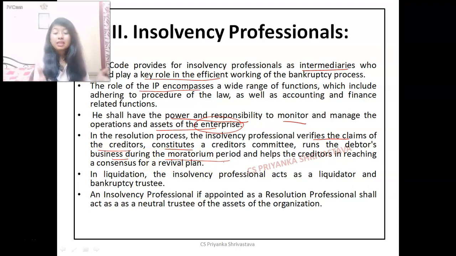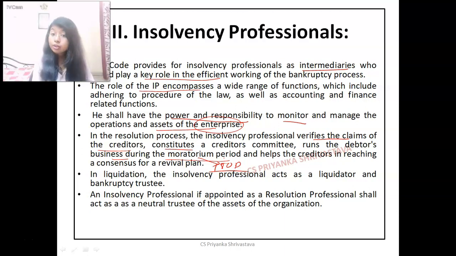Moratorium period is a stay period, during which a stay has been put on the company which we want to revive for a particular period. That may be a period of insolvency, which we'll see in later videos, that will be of 180 days. So for this 180 days, this moratorium period, the business will be run by the insolvency professional. He will list out the claims of creditors and verify them.